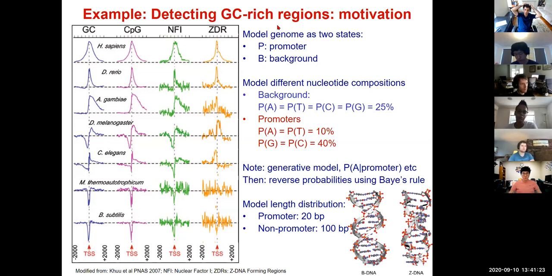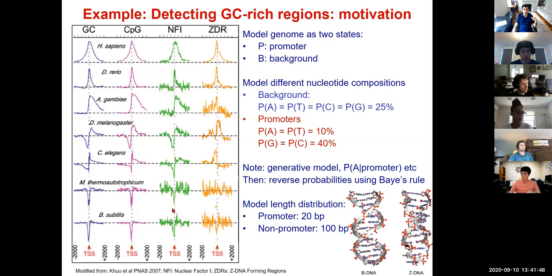So basically, Moses came down from the mountain and told me the probability of A's, C's, G's and T's is 25% in the background, 80% in promoter regions for G's and C's. Promoters are on average 20 nucleotides, and non-promoters are on average 100 nucleotides. So the answer is 24100.